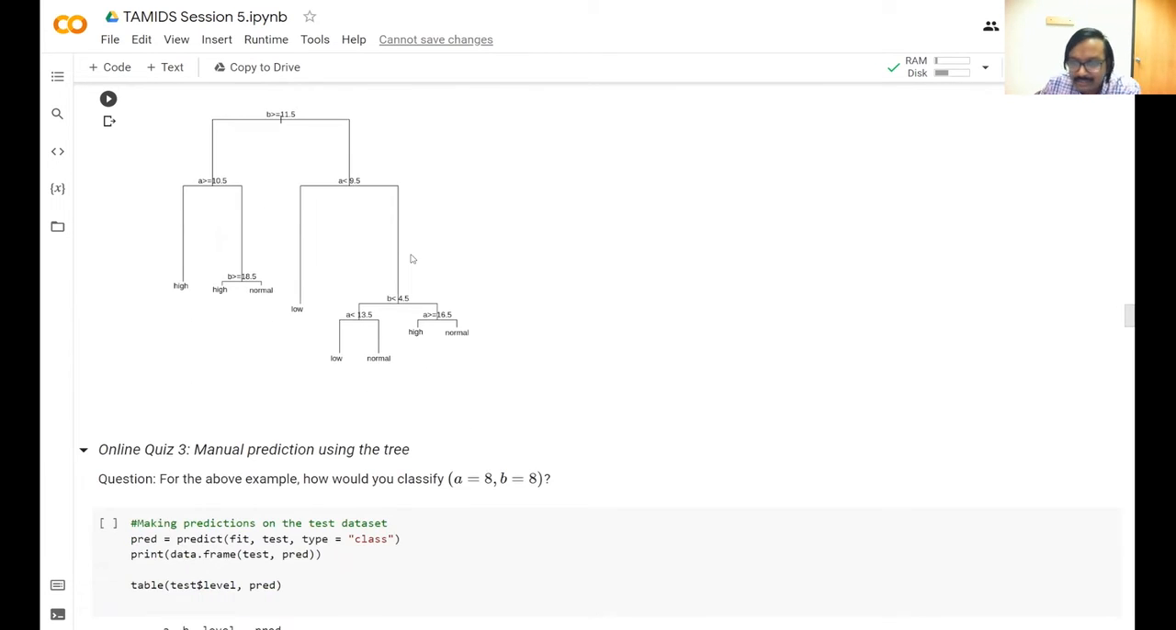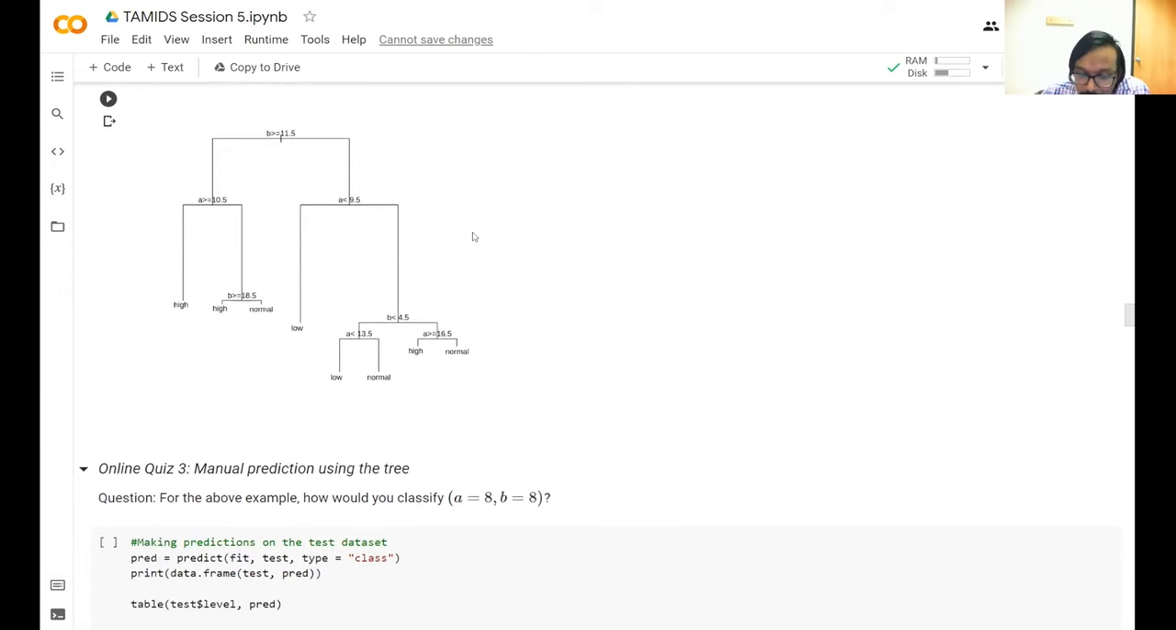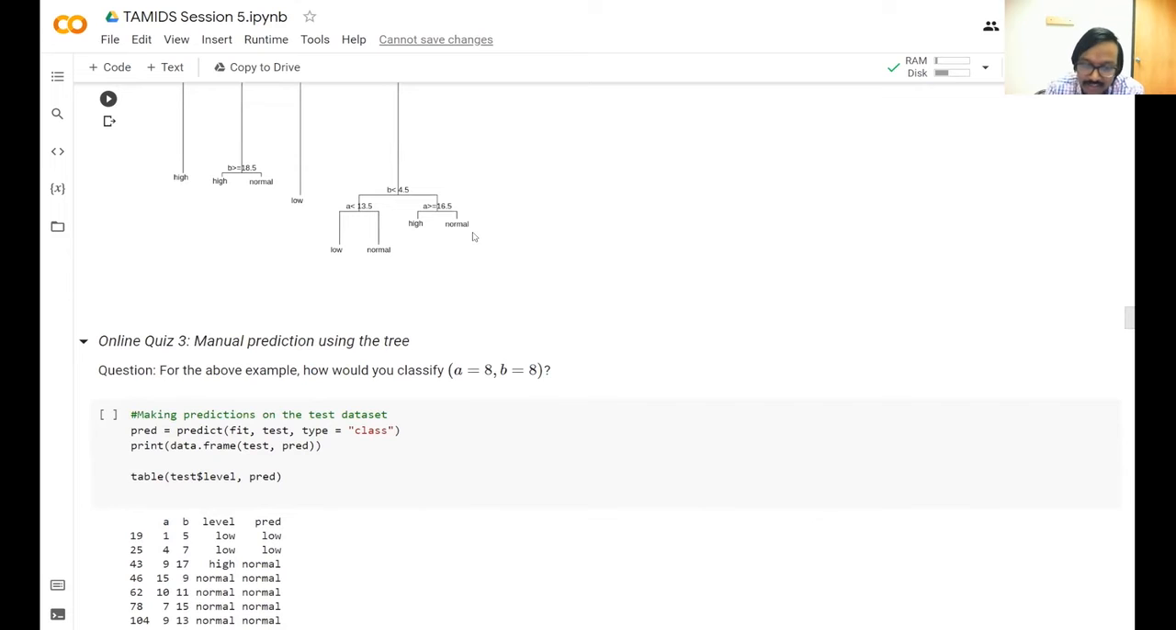But of course, as you can see, manual prediction is pretty tedious. So we are going to learn how to do the prediction through R. We already have set aside some test data and we are going to make the prediction. For the predict function, when you are predicting a class, we have to mention type equal to class. The first input is, of course, the variable that stores the decision tree, which is fit, and the test data was stored in a variable test.